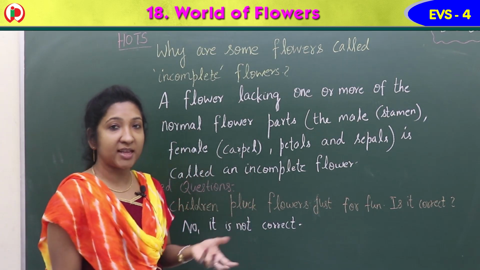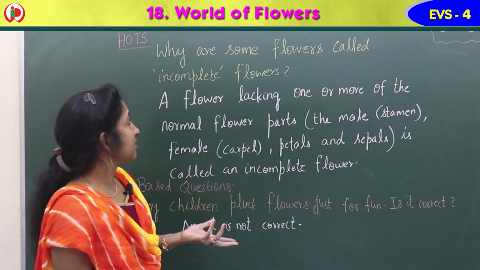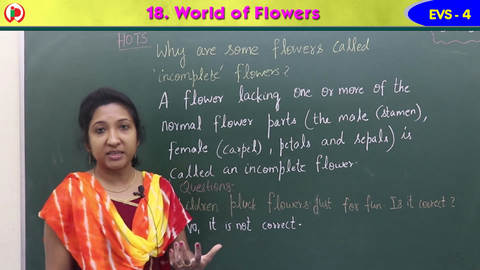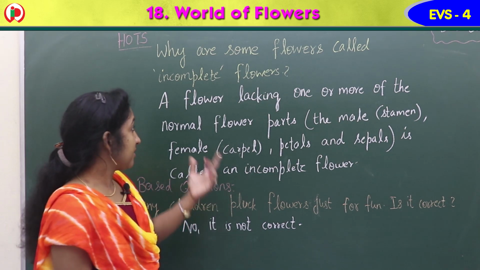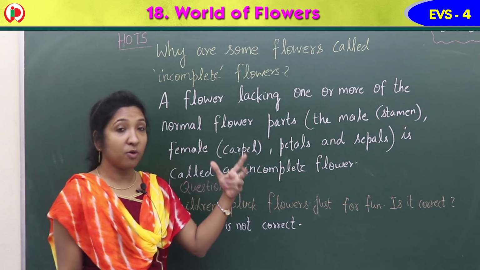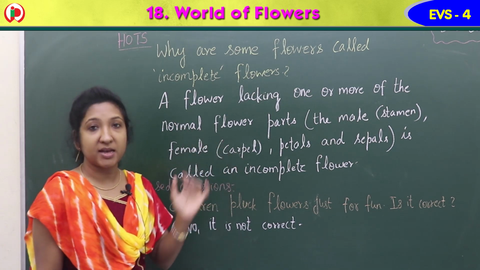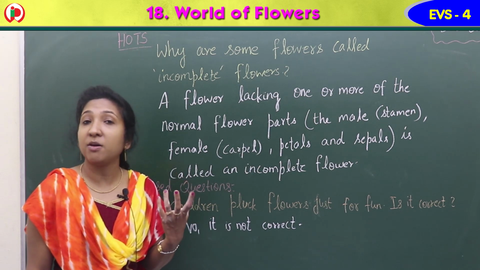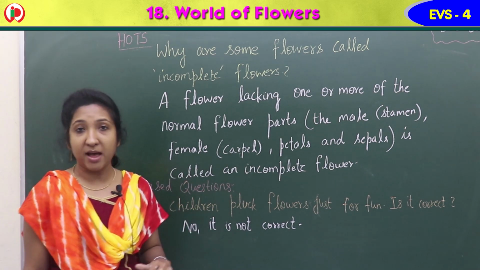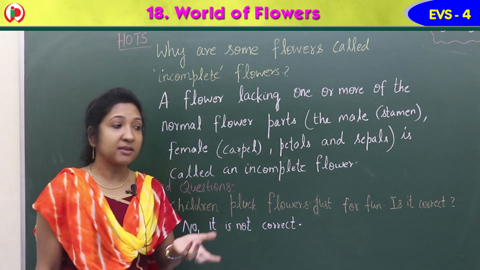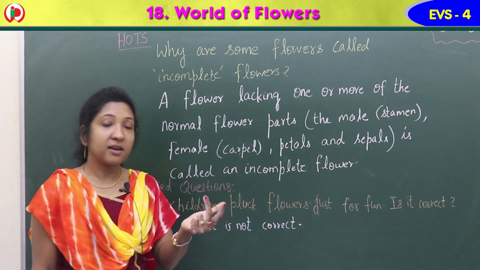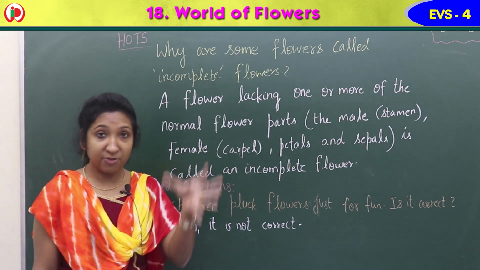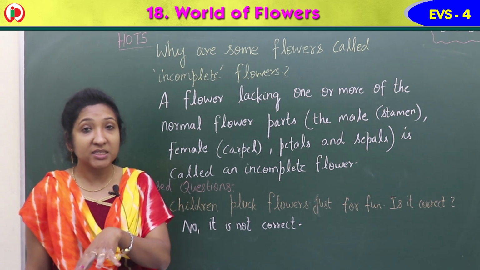What is there in that? Let's see. Why are some flowers called incomplete flowers? Some flowers we call them as incomplete. Why? Yes, a flower lacking one or more of the normal flower parts. Usually a flower has four main parts: petals, sepals, then the carpel, the female part, and the male part is stamen, isn't it?